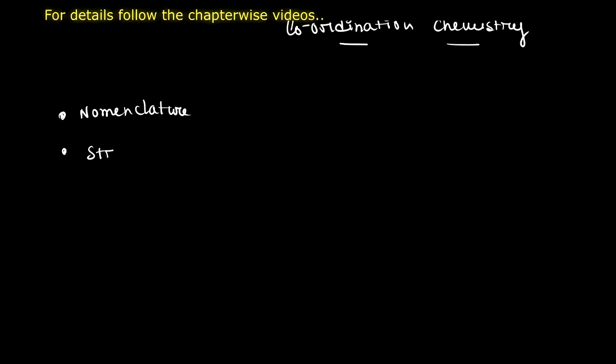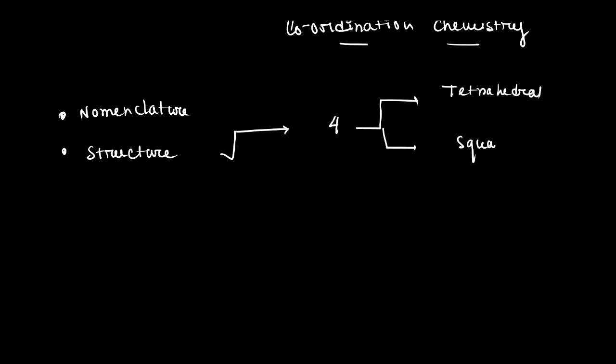Once we have the nomenclature, then we have the structure. In case of coordination chemistry, structure depends upon the coordination number, meaning how many ligands are there in the coordination sphere with the metal. So the number of ligands can be 4. Then there are two possibilities for the structure: one is tetrahedral, another is square planar. Then we have coordination number 6. If the coordination number is 6, there is only one possibility, that is octahedral.